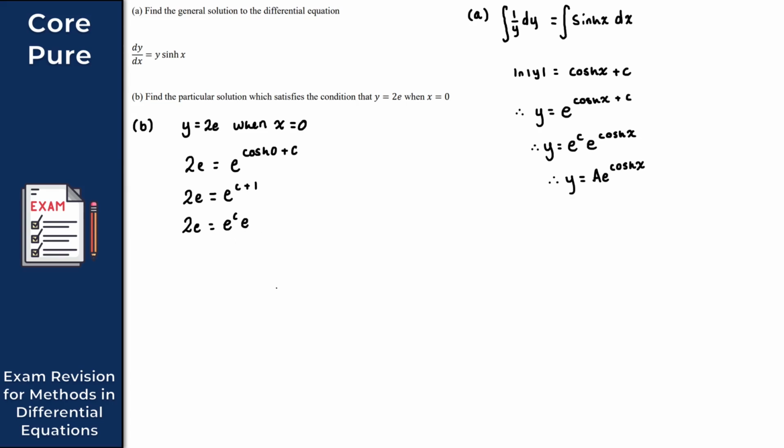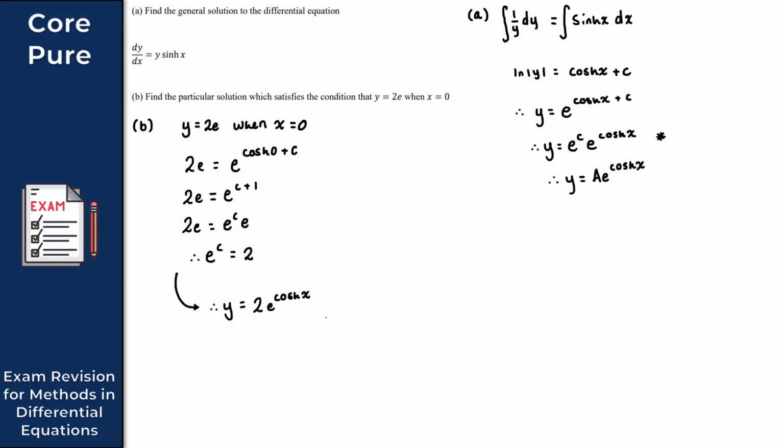And what we can do here then is just divide both sides by e. So in that case, e to the c here is equal to 2. Okay? So if e to the c is equal to 2, if I go back to this general solution, what I can see is my particular solution, y, is equal to e to the c times e to the cosh x. Now, e to the c, as we've just deduced, is equal to 2. So our particular solution here is 2e to the cosh x.